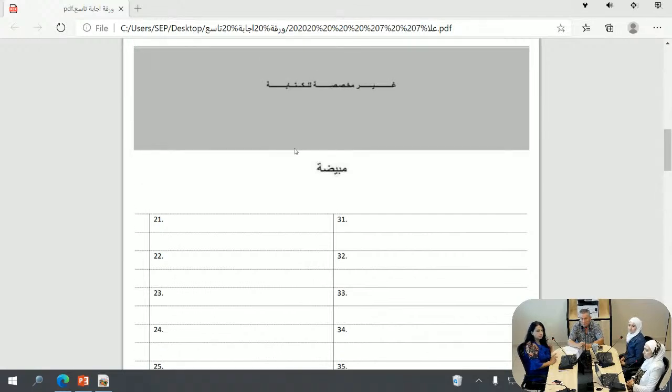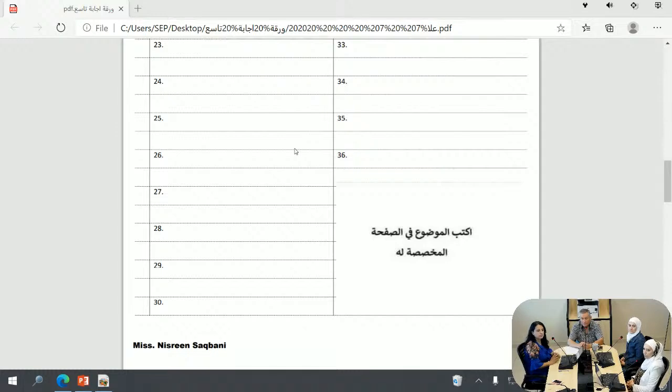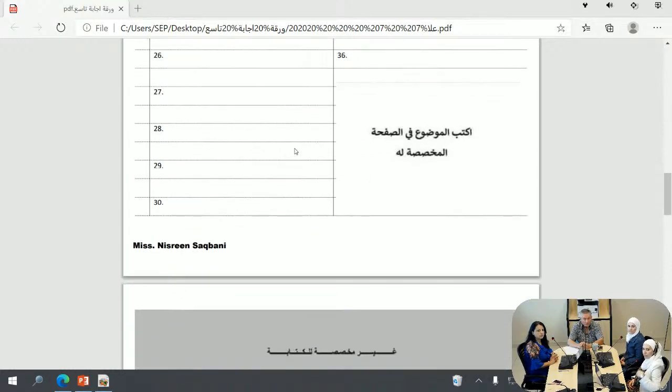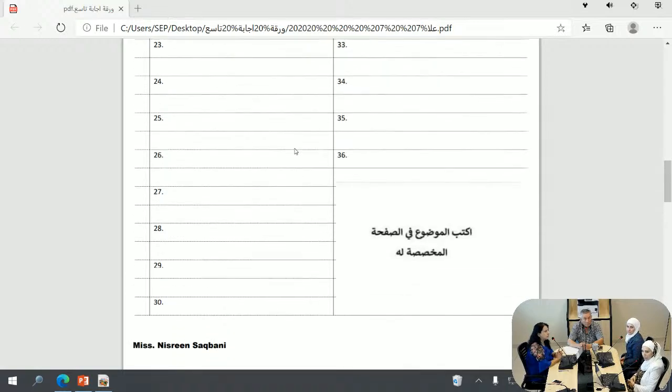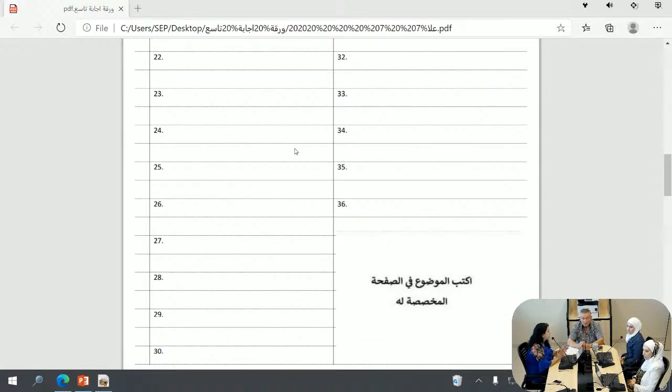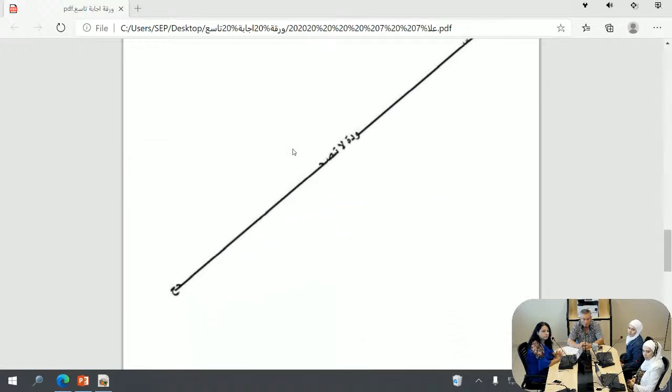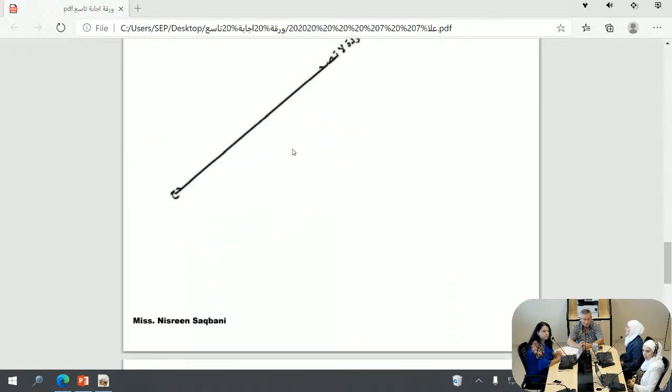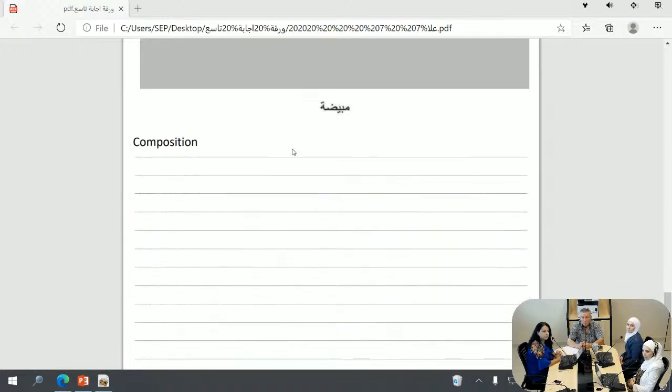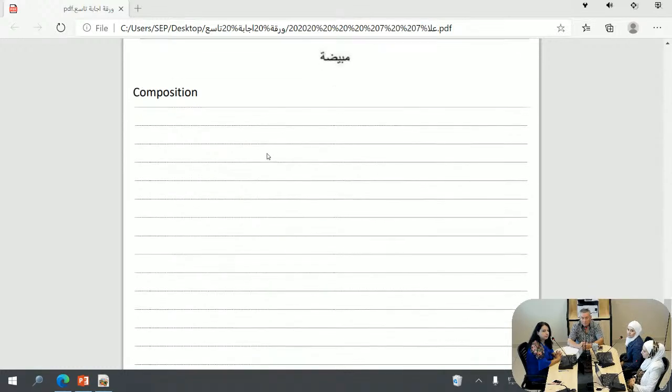Go down, please, Ms. Samahir. Sometimes some of the students write the composition under number 35. So be careful to write it under the title composition. There's a separate page for the composition. The composition is going to be on the last page. This is the space for the composition. They can write it first on a draft page, then they can copy it to this page. So this is the page specified for the composition.